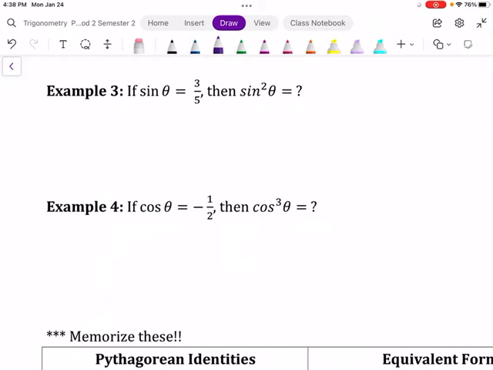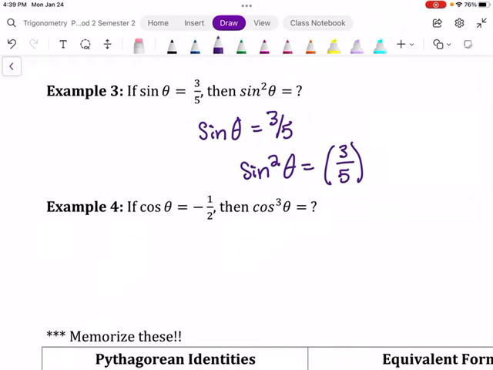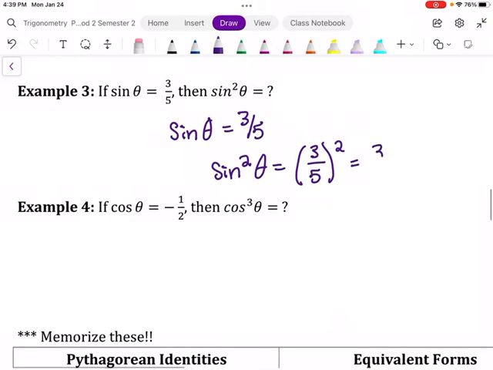So our first example, they give us sine theta equals 3 over 5. They want us to find sine squared. So we know that sine theta equals 3 over 5. So to find sine squared theta, we're just going to take that, put it in parentheses, and square it. And when you're squaring a fraction, remember you square both the top and the bottom. So our final answer is going to be 9 over 25.